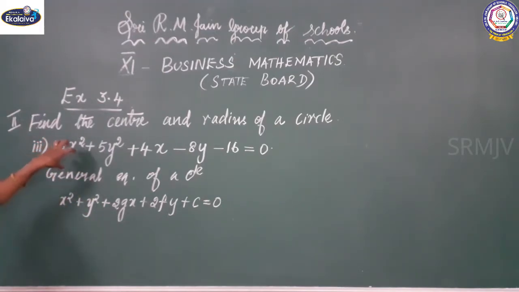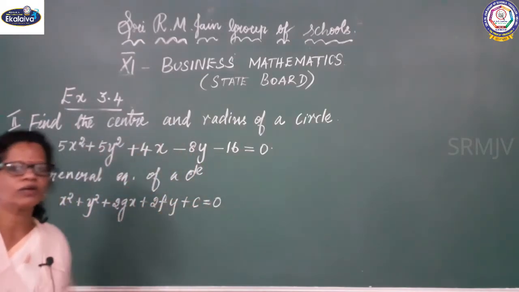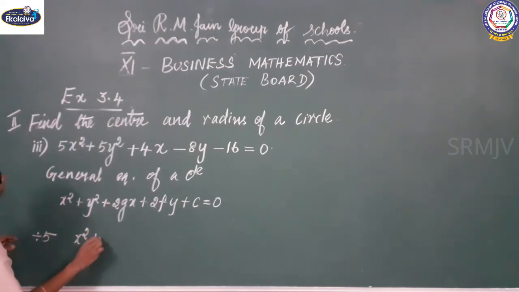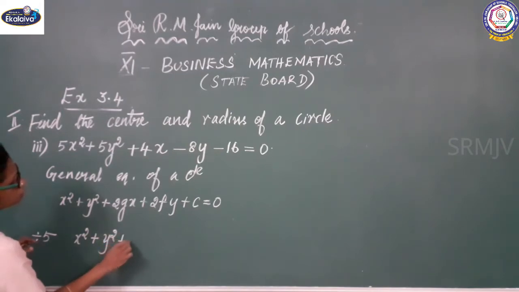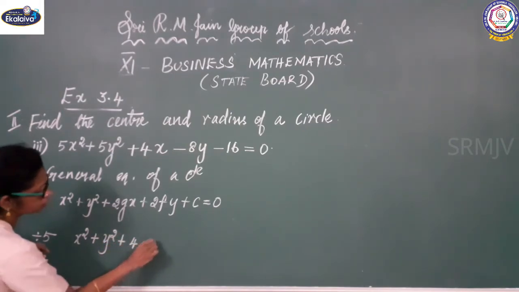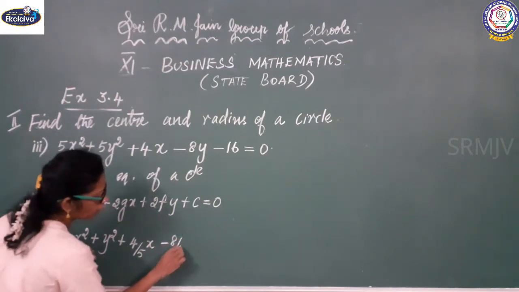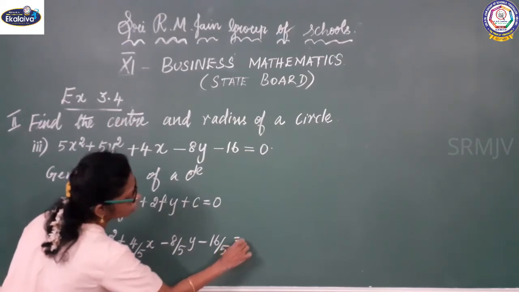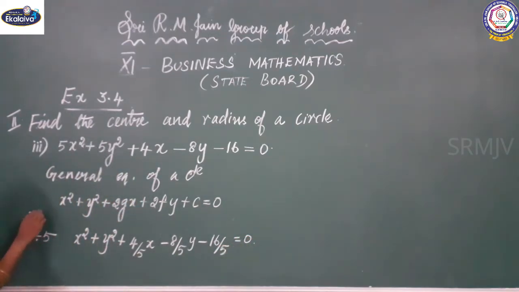For that purpose, what do you want to do? You have to divide throughout the equation by 5. Divide by 5. Then the given equation, how is it going to be? x square plus y square plus 4 by 5x minus 8 by 5y minus 16 by 5 equal to 0. You converted the given equation into the general format.